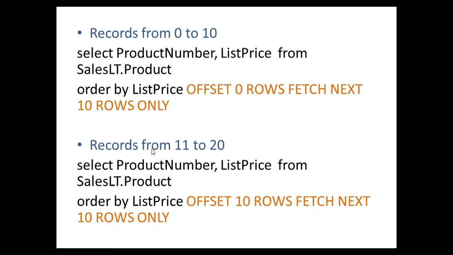If we want to retrieve records 11 to 20, what will we do? We need to offset 10 rows earlier, we need to exclude 10 rows. That's why: order by list price offset 10 rows fetch next 10 rows only. If we want to retrieve 11 to 40, then we simply need to increase this number to next 20. If we want another 10, next 30, and so on. Okay, let's check the example.